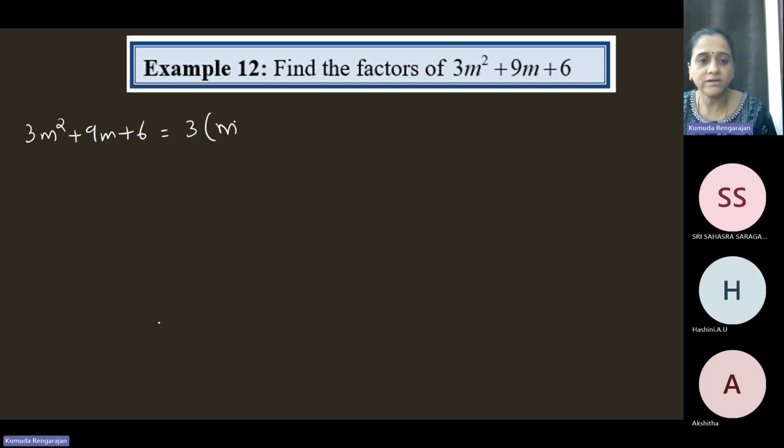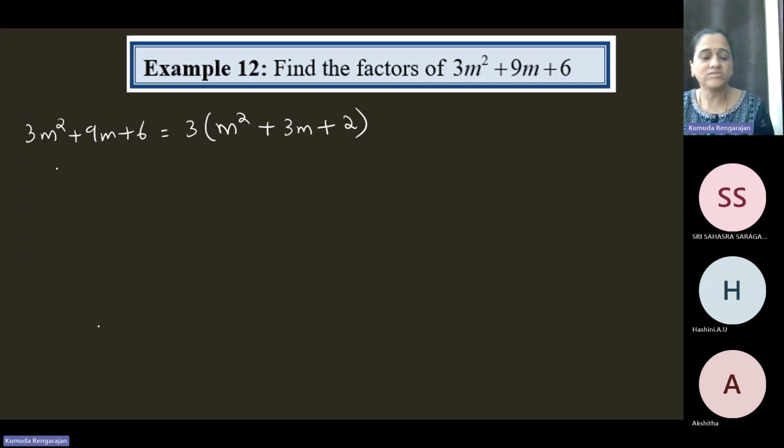So 3 into m squared plus 3m plus 2. All right, this is the first step. Now, whatever is taken out as common will just come as it is. You will continue to factorize the expression in the bracket. The 3 will just keep coming down as 3 till the end of the answer. Now, you will be factorizing the expression in the bracket, m squared plus 3m plus 2.